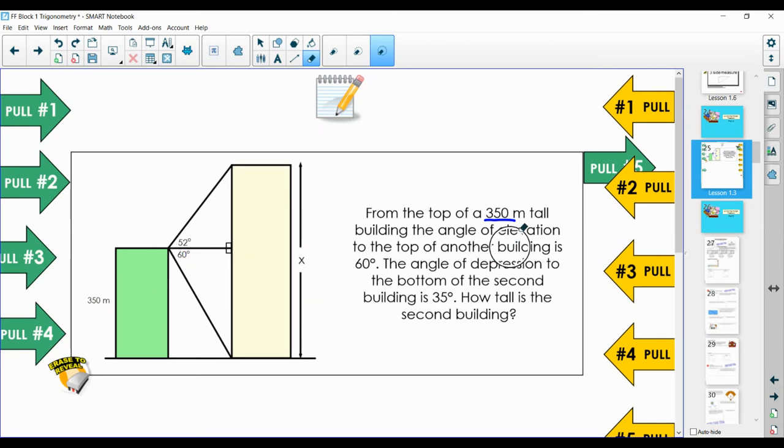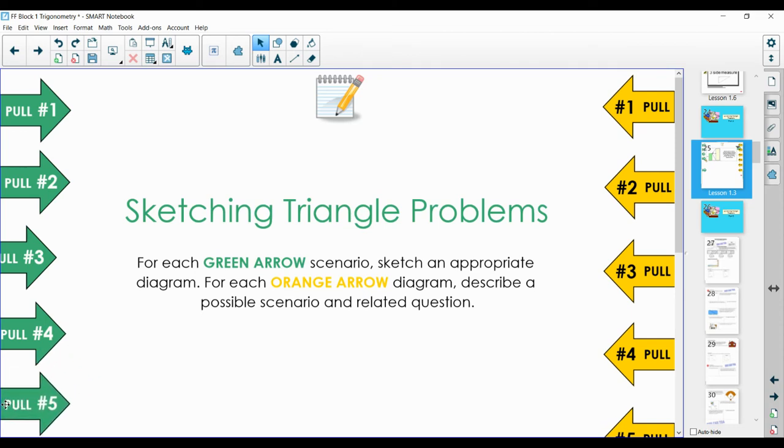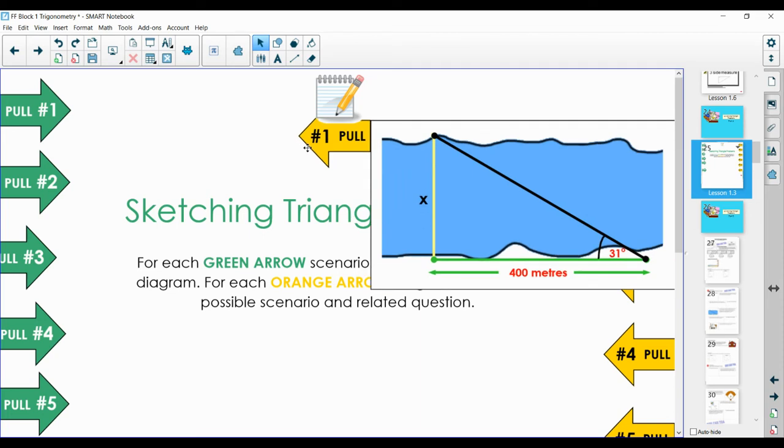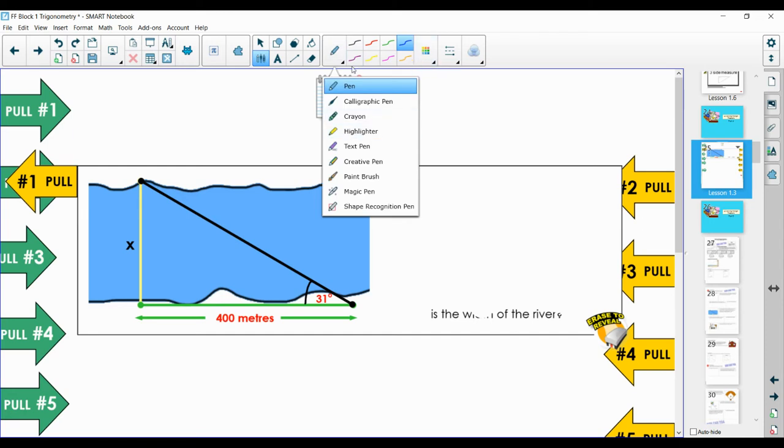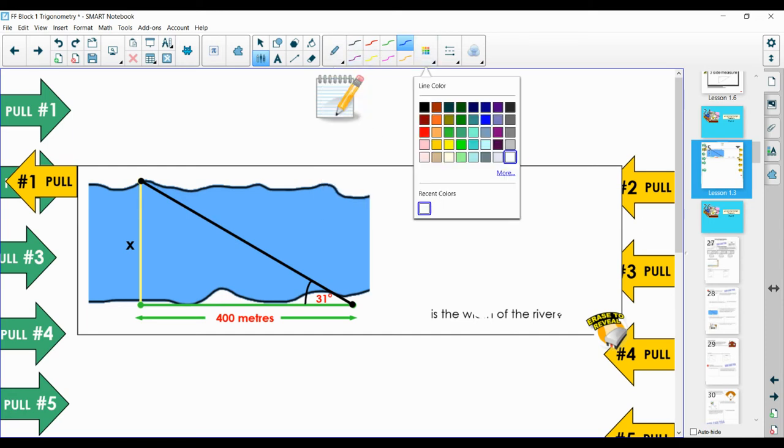So those are just some practice questions with drawing diagrams. We're now going to take a look at some diagrams that are already drawn, and I'm going to ask you what kinds of word problems I might ask. So here's a question. I've got some of it already a little bit revealed here, so we'll color that in.